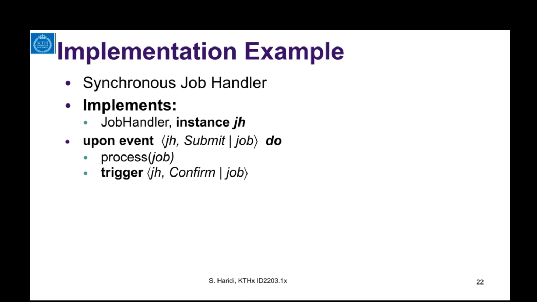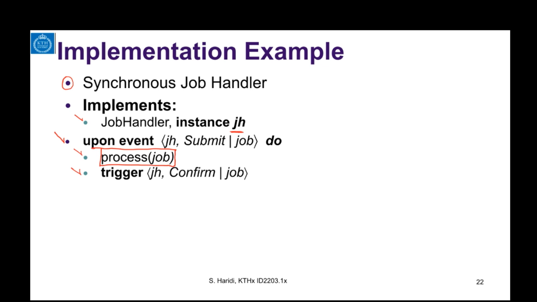So let us see now how we have an implementation of the job handler. And we do first what we call a synchronous implementation. So again, we want to implement a job handler, and our instance is JH. And now we describe exactly what happens when we get a submit event. When we get a submit event, we assume we have this procedure which always succeeds. It takes the job and processes it. And after it processes it, we can now trigger to the environment, to the application, an indication event saying that the job has been confirmed.